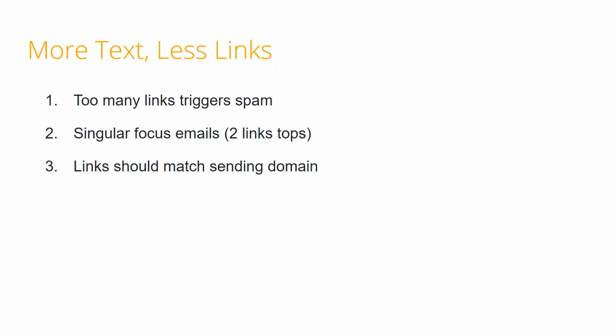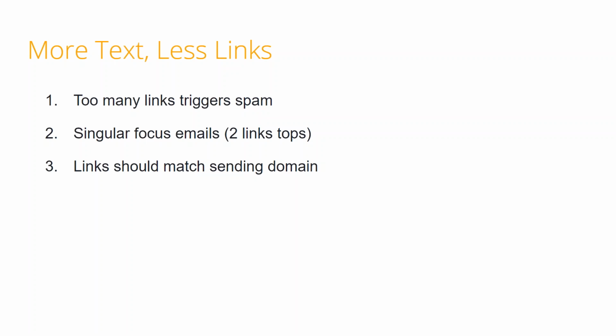Let's say you want to give people a link to a blog on your website that's about new information for new home buyers. You're going to want to make your email all around getting people to do that one thing. Singular focus emails, and then 2 links top. So you can have a link to your website, maybe a header at the top that links to your website, and then your call to action to your application form or your blog somewhere later down in the email.